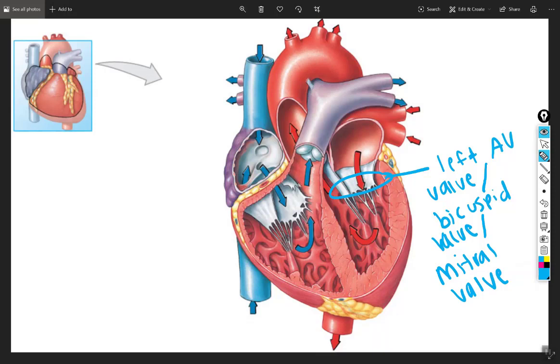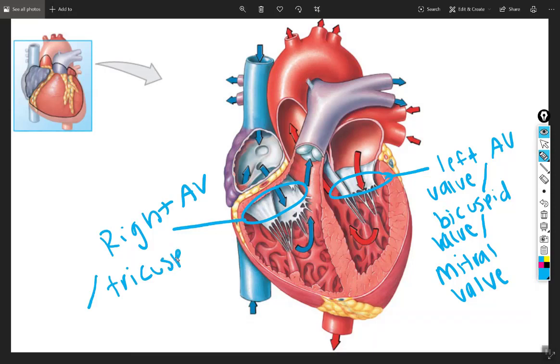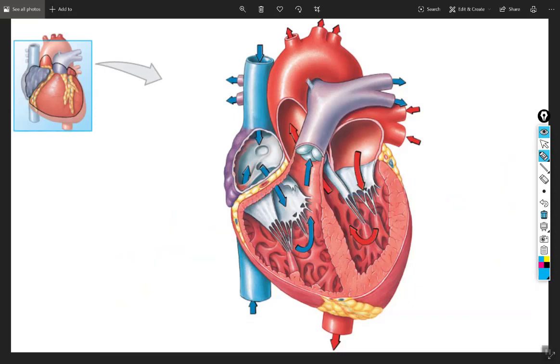Over here on the right-hand side, we have the right AV valve. It has two names, so slash tricuspid. So tricuspid means it has three valve cusps, not two, and right AV refers to its position on the right-hand side between the right atrium and the right ventricle. So you may be noticing that these valves appear to have an attachment point, and that's true. So if you look at the interior surfaces of the ventricles, you're going to see these sort of ropey bars of muscle.